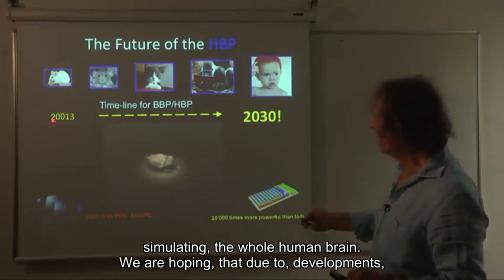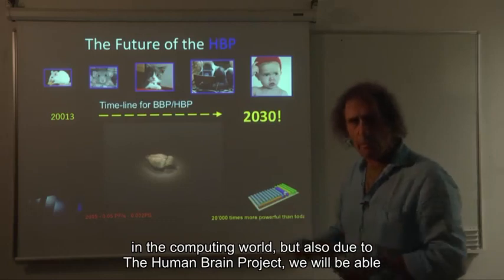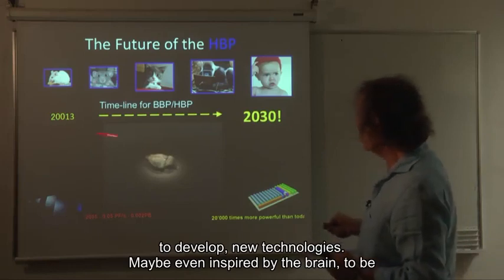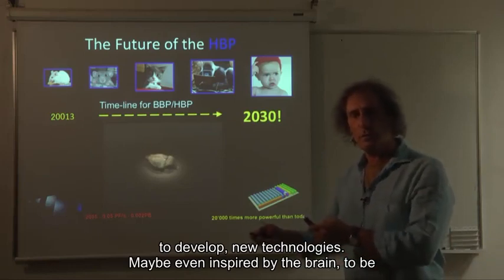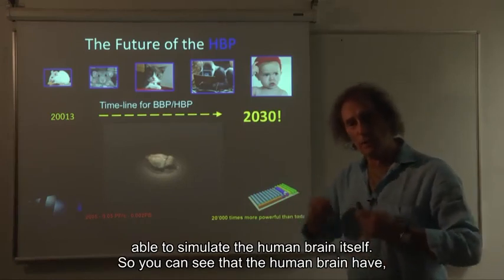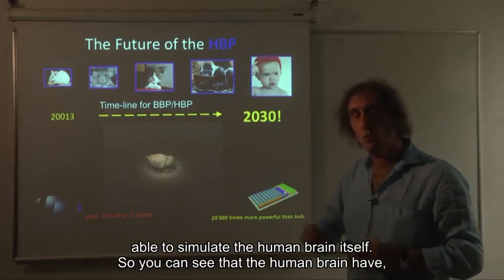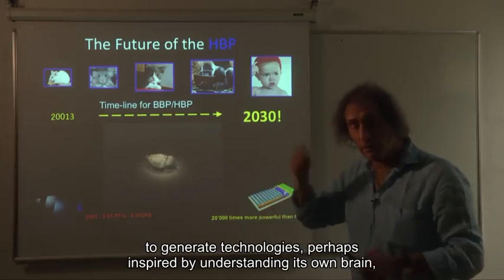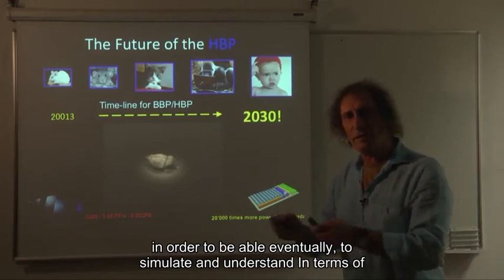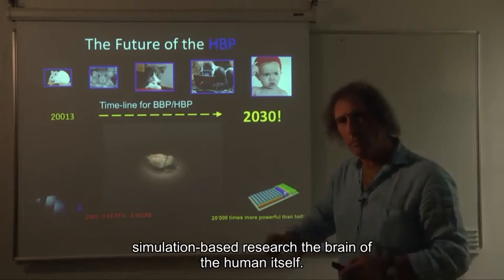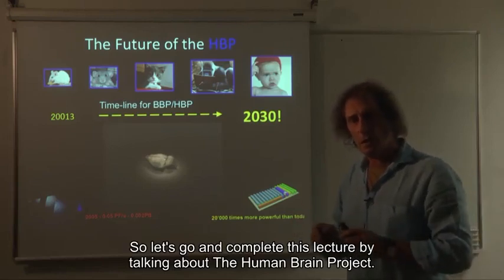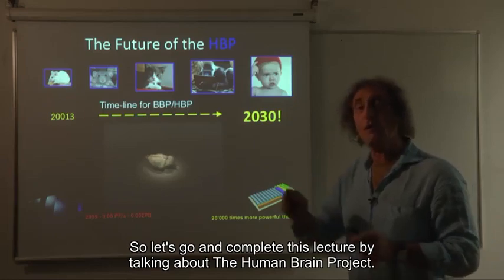So we are here somewhere, we are trying to go there in terms of simulating the whole human brain. We are hoping that due to developments in the computing world, but also due to the Human Brain Project, we will be able to develop new technologies, maybe even inspired by the brain, to be able to simulate the human brain itself. So you can see that the human brain has to generate technologies, perhaps inspired by understanding its own brain, in order to be able eventually to simulate and understand, in terms of simulation-based research, the brain of the human itself. So let's go and complete this lecture by talking about the Human Brain Project.